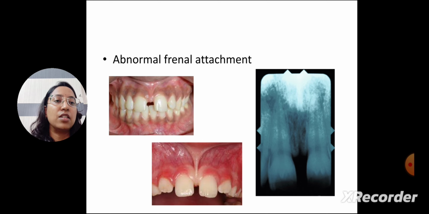Radiographically, what we see is a notching of the alveolar crest in between the two central incisors. So that is also a sign that we have abnormal frenal attachment, and the pull from those fibers may result in the spacing.